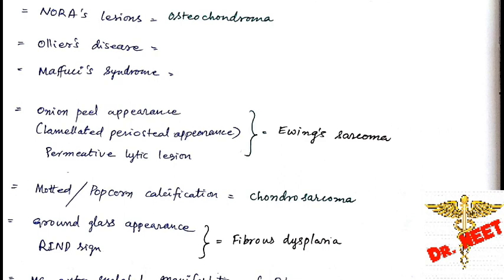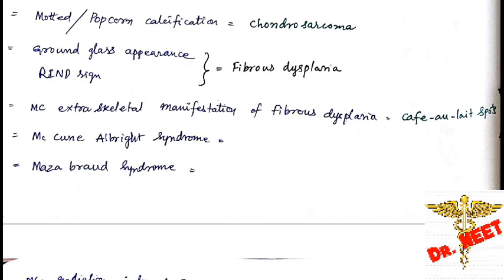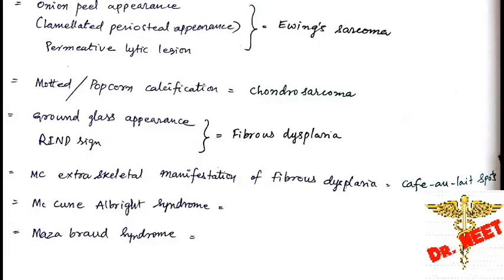Onion peel appearance and permeative lytic lesions are seen in Ewing sarcoma. Mottled or popcorn calcifications are seen in chondrosarcoma. Ground glass appearance and rind sign are seen in fibrous dysplasia. Most common extraskeletal manifestation of fibrous dysplasia is McCune-Albright syndrome. It consists of precocious puberty, polyostotic fibrous dysplasia, café-au-lait spots, and the mutation is present in the GNAS gene. And Mazabraud syndrome is polyostotic fibrous dysplasia plus intramuscular myxoma.